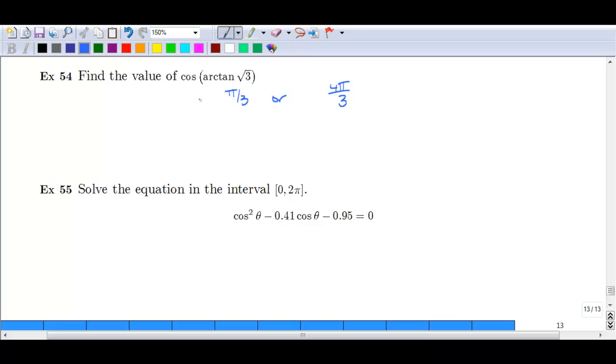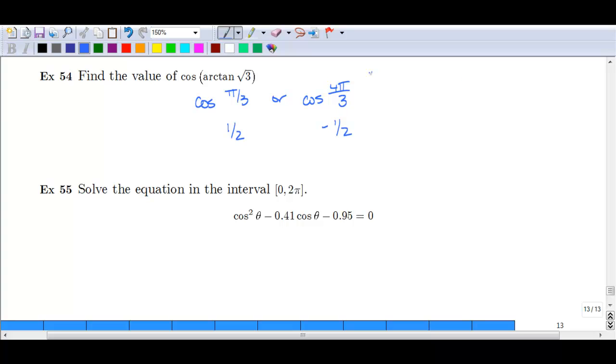And then we need to look at taking the cosine of both of these. So cosine of pi over 3 we know is 1/2, and cosine of 4 pi over 3 is negative 1/2. So in this case we end up with two values depending on which one of those outputs the arctan would result in. We don't have any other information about what quadrant we were in to begin with, so we have to go with the fact that there's a possibility of two answers.